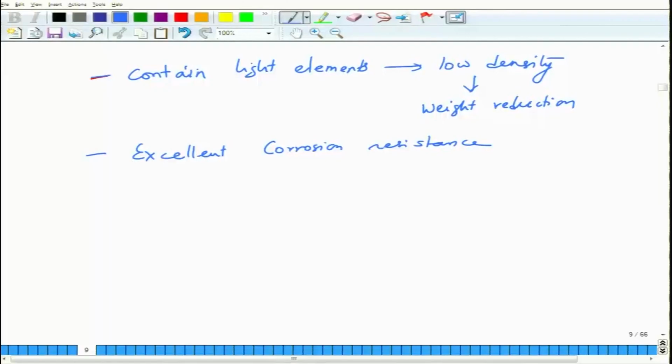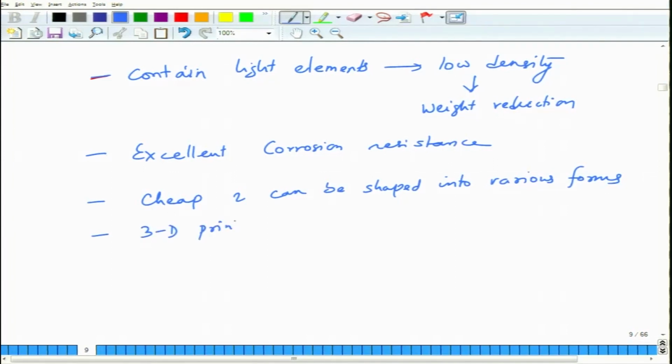So, they have excellent corrosion resistance, and they are cheap because they can be formed at lower temperatures, the processing is easier, and they can be shaped into various forms. In fact, 3D printing nowadays, which is a very important manufacturing method that has revolutionized manufacturing, polymers can be 3D printed very easily. So, they have 3D printability, and they have a lot of other attributes, such as being electrical and thermal insulators.